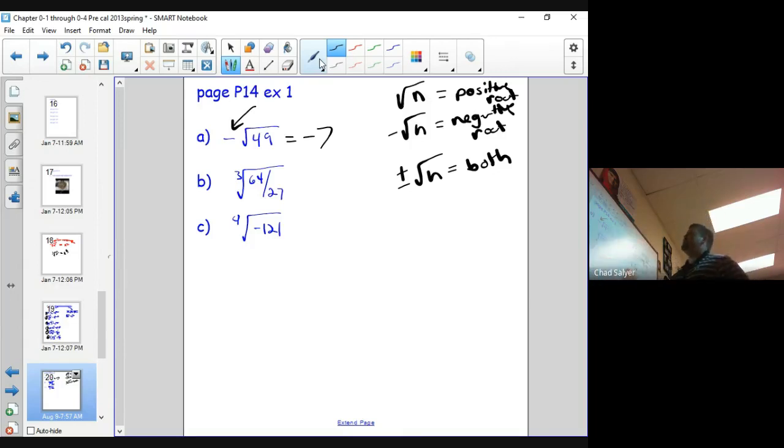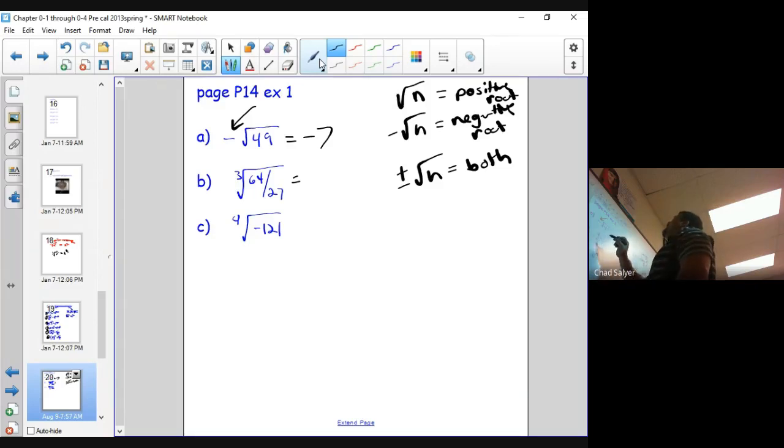Now, this b value is an odd index. It has an index of 3. So the ambiguity is gone. It's either going to be positive or negative. It's not going to be either or. It's just going to be one or the other. Okay, so this can only be positive.